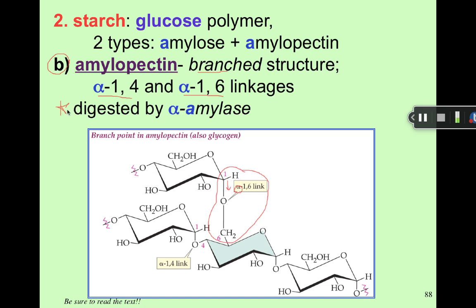These are going to be digested by an enzyme called alpha amylase. So we can digest this. Alpha linkages are digested by an enzyme. Enzyme endings are ASE. Alpha amylase digests alpha linkages in starch, not in cellulose. There is no alpha linkage there.